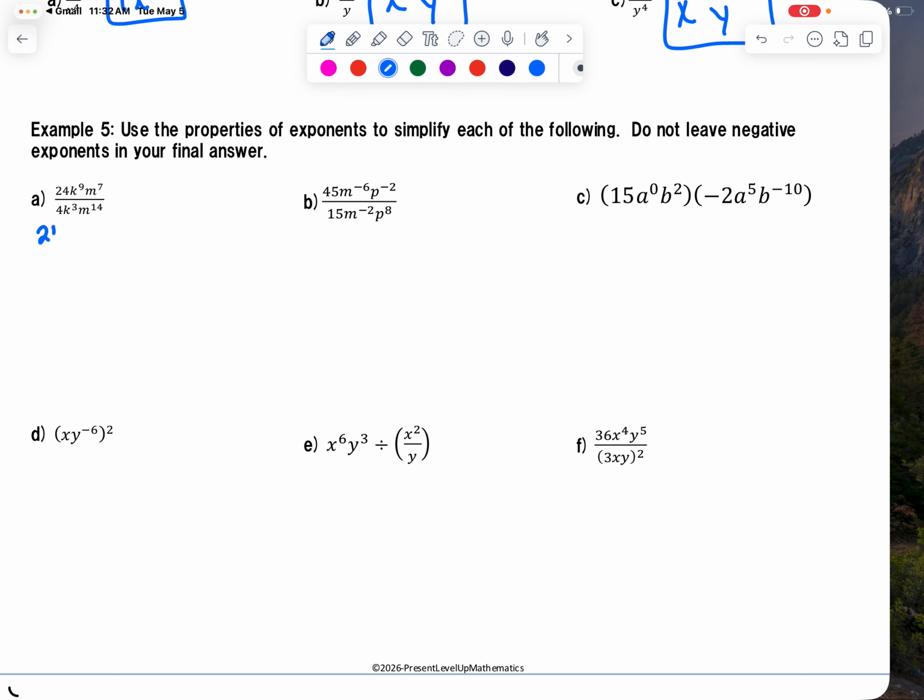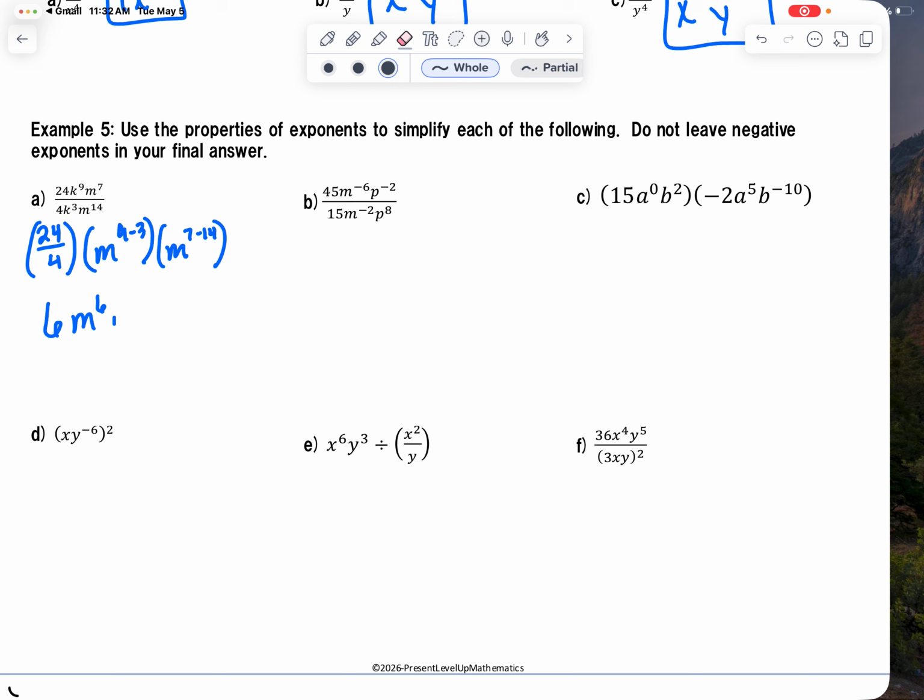So I'm going to divide my coefficients and then divide my powers. So this would be 9 minus 3. And on the m, this would be 7 minus 14. So when we simplify that, 24 divided by 4 is 6. For the k, 9 minus 3 is 6.